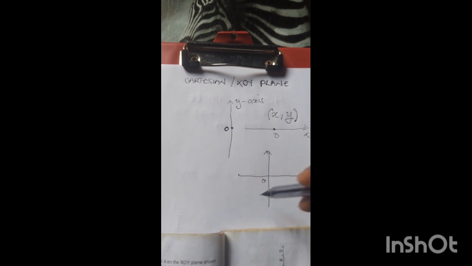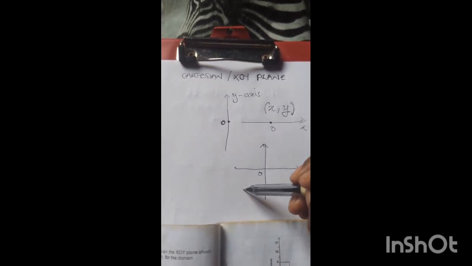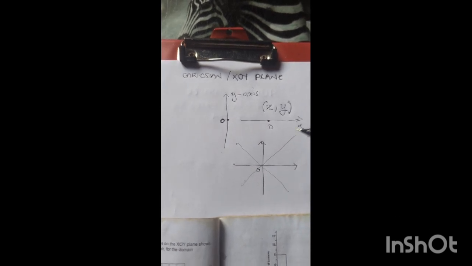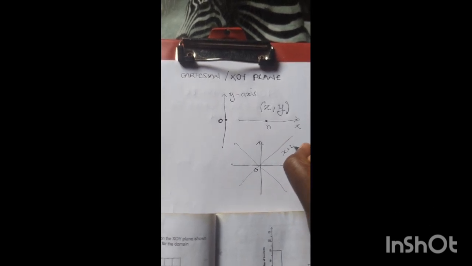Another thing, the axis of symmetry is the line that cuts this into two equal parts. It can either be like this or like that. And the equation for this line is x is equal to y.